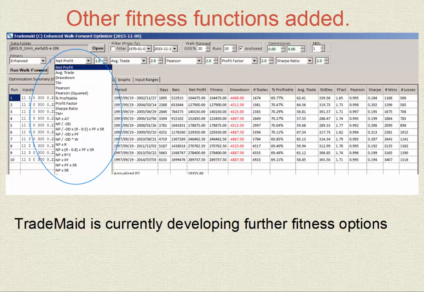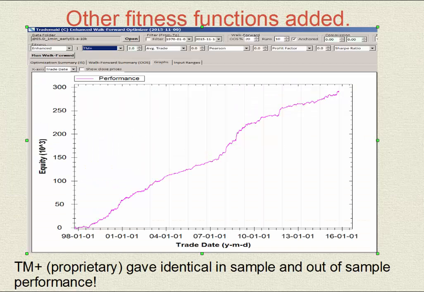And we've also got some proprietary indicators. For example, you'll see there TM+. TM+, standing for Trademaid Proprietary Fitness, has just been made. Note that the in-sample curve is identical to the out-of-sample curve.